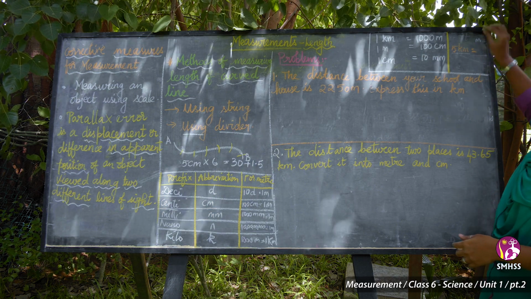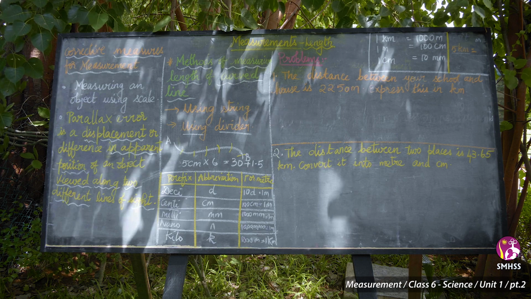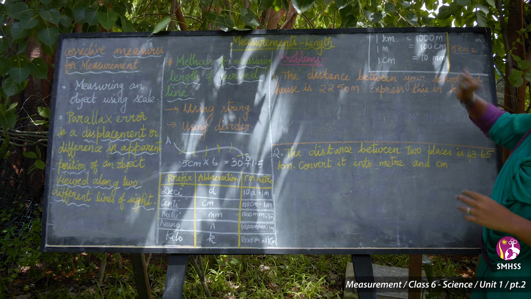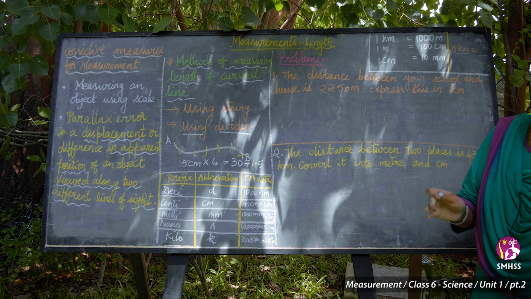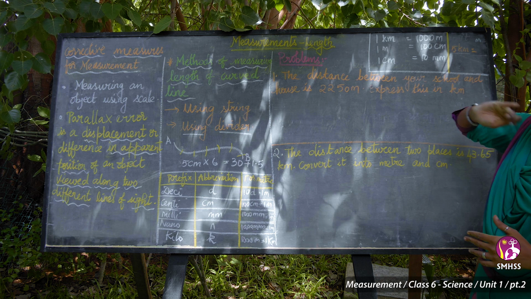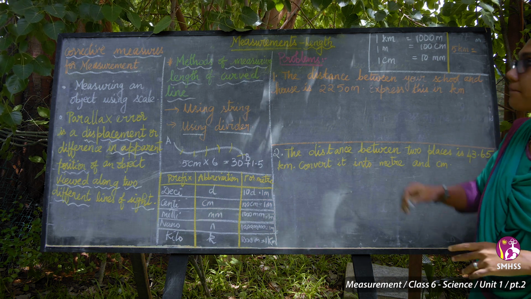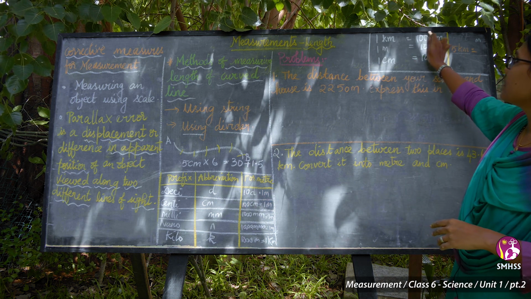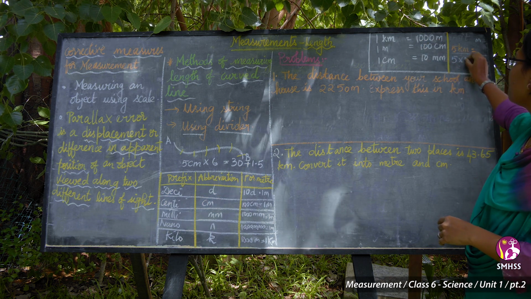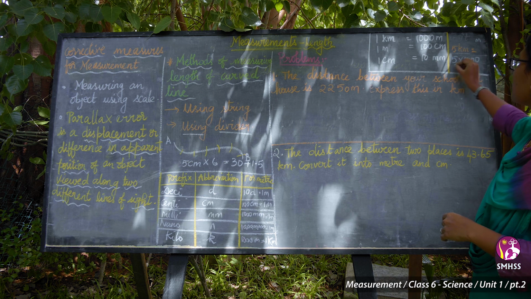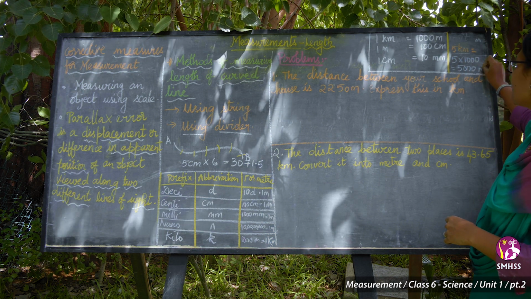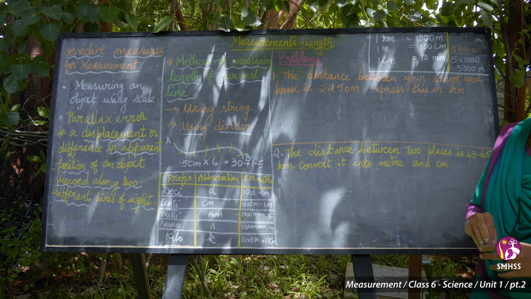How will you calculate it? It's very simple. For converting kilometers into meters, that is bigger to the smaller, you have to multiply it. You have to multiply with this 1000. So we have 5 into 1000, that is 5,000 meters. Isn't it simple?